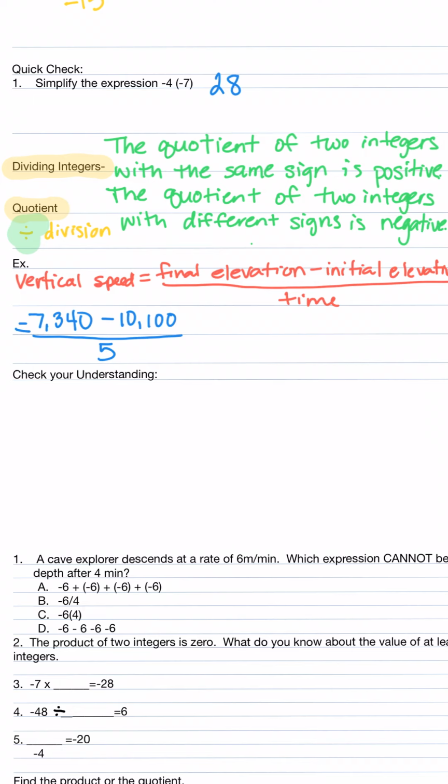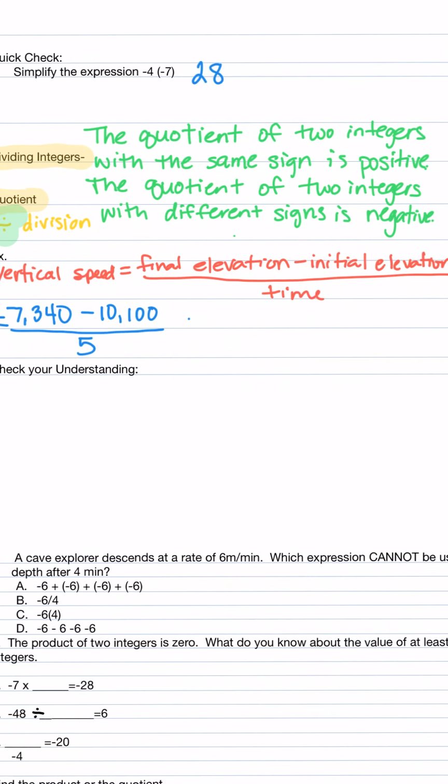So I went ahead and filled that in. You get that equals negative 2,760 divided by 5. So we have a negative and a positive. So the quotient of 2 integers with different signs is negative. Our answer is going to be negative. So if you use a calculator to figure that out, it's going to equal a negative 552.